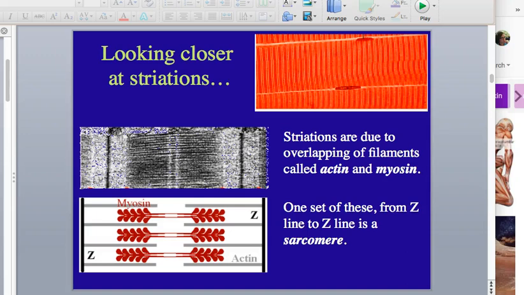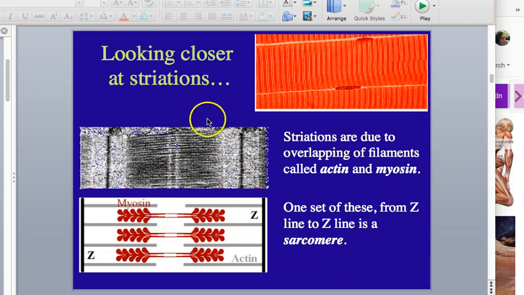Okay, so let's look a little bit closer at what's happening once you zoom into the striations you see in a muscle, in the skeletal muscles. So these are really important. Each individual one is called a sarcomere, and they're really important because you have these overlapping filaments called actin and myosin, and those are going to become really important players.